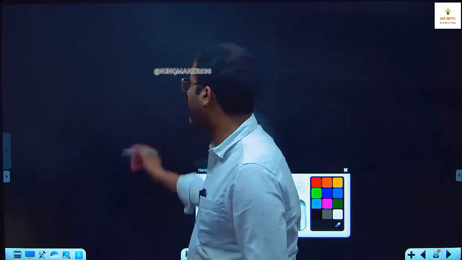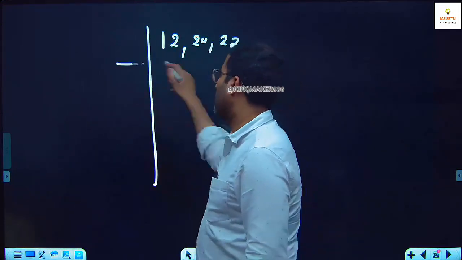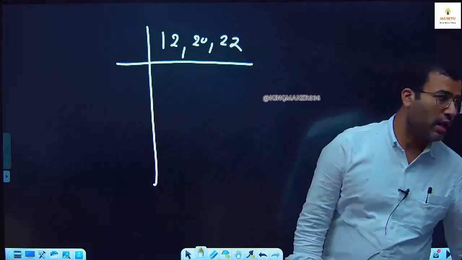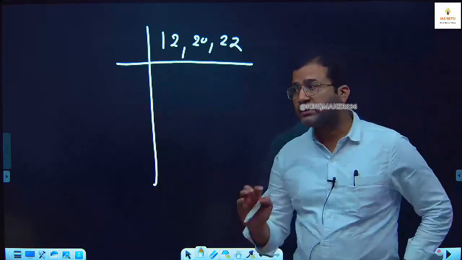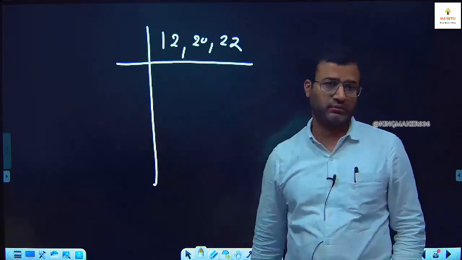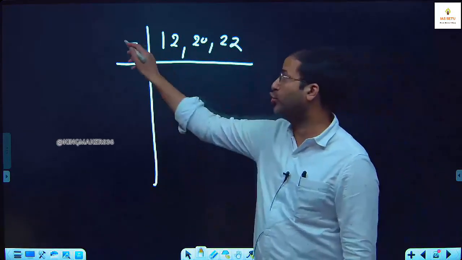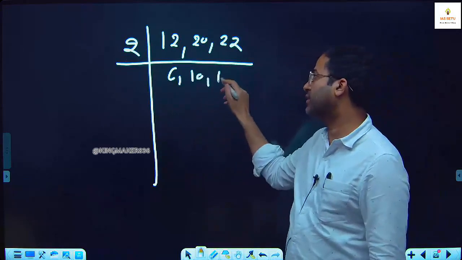Factorization method is the same method we learned for LCM, but the difference is HCF is easier than LCM. Like here, you have 12, 20, 22. HCF has to be common from all the numbers. So what is common here? 2, then it is 6, 10, 11.